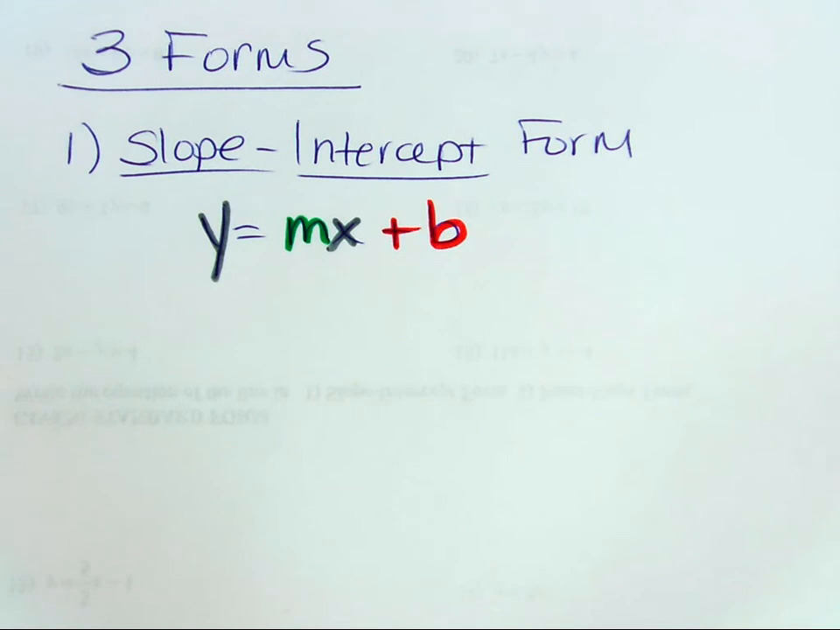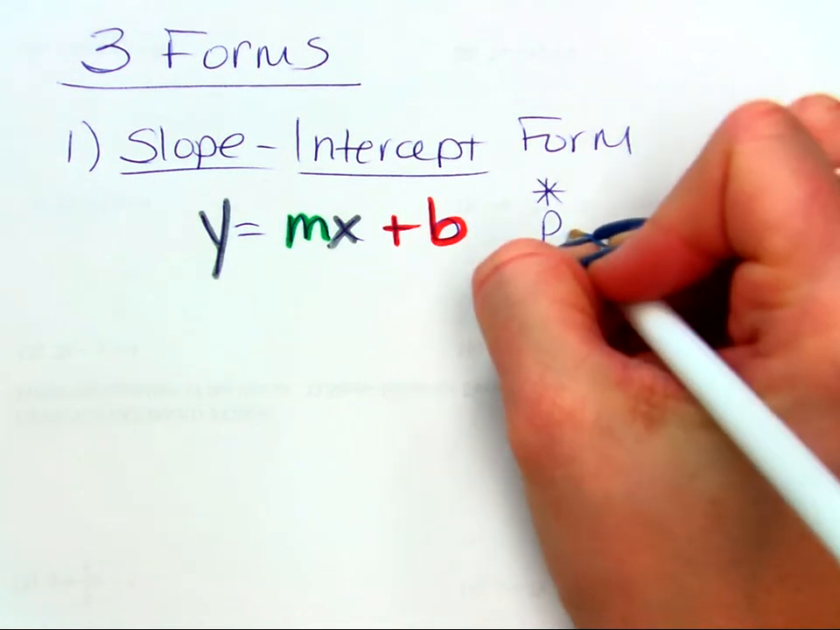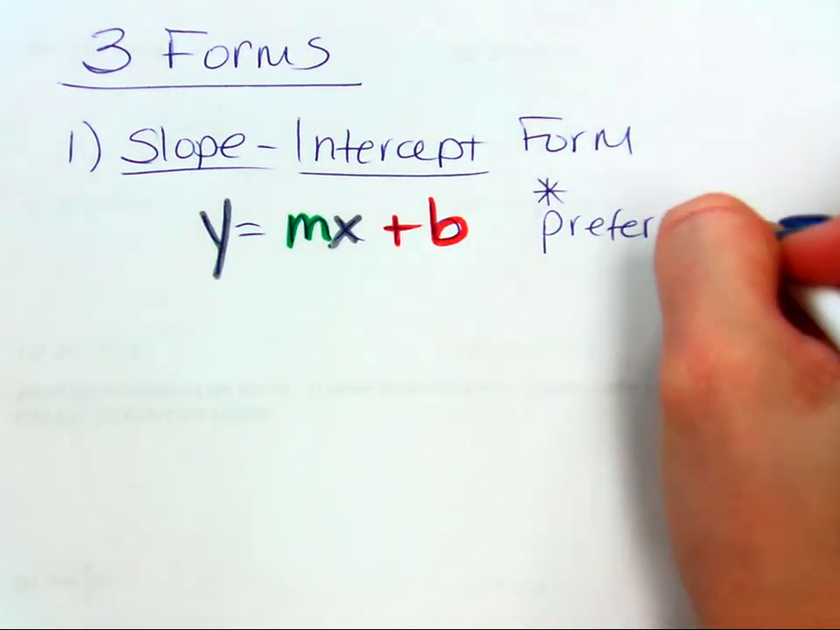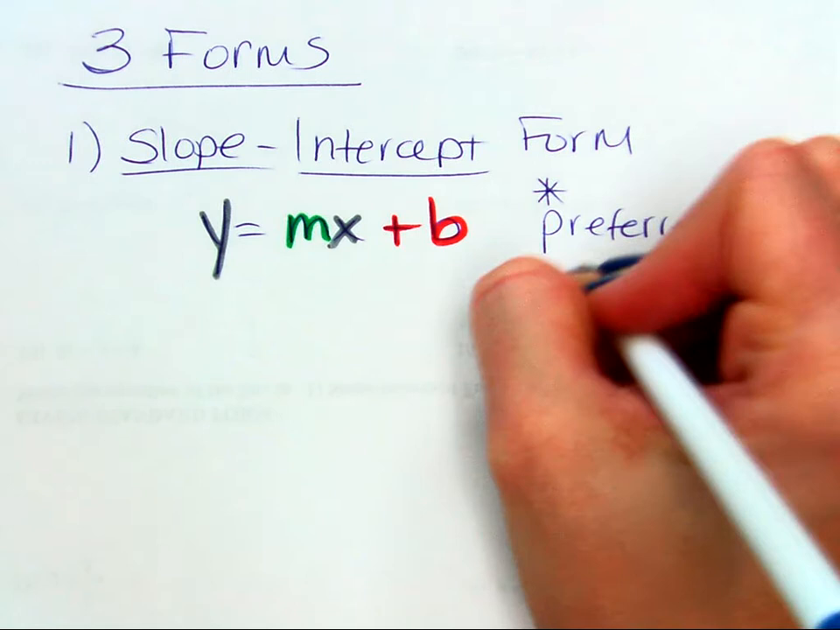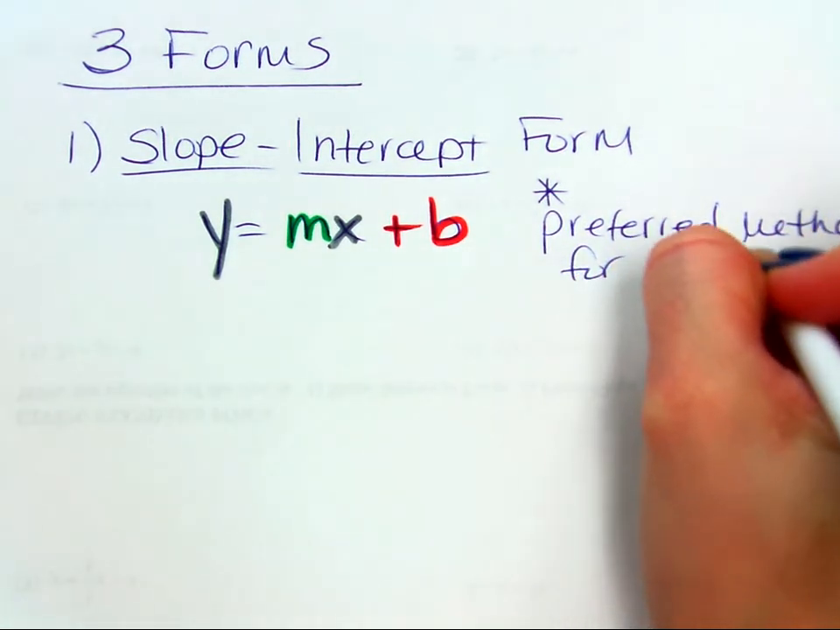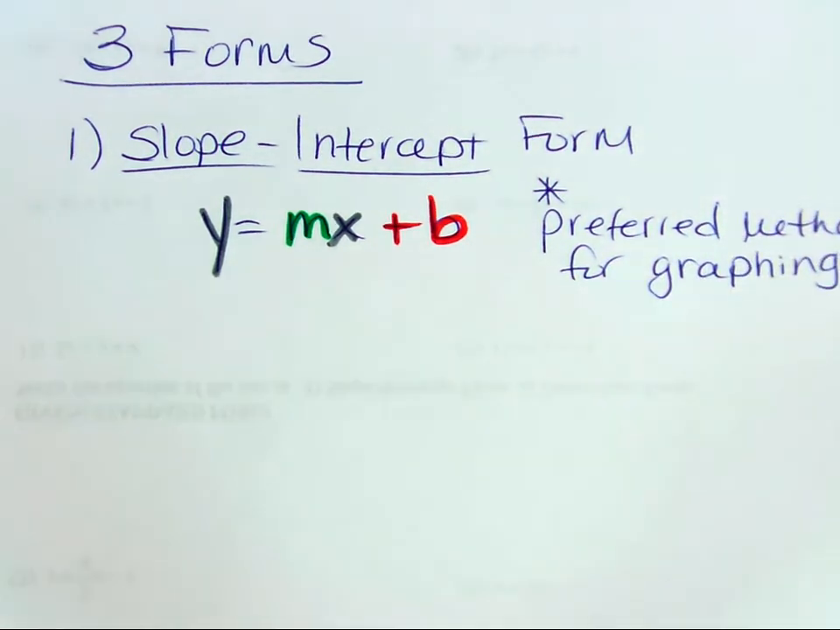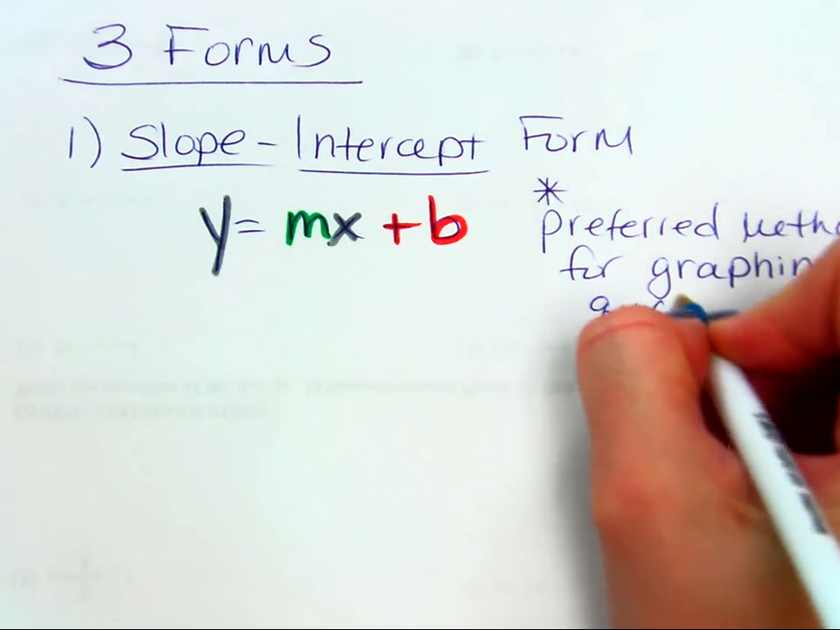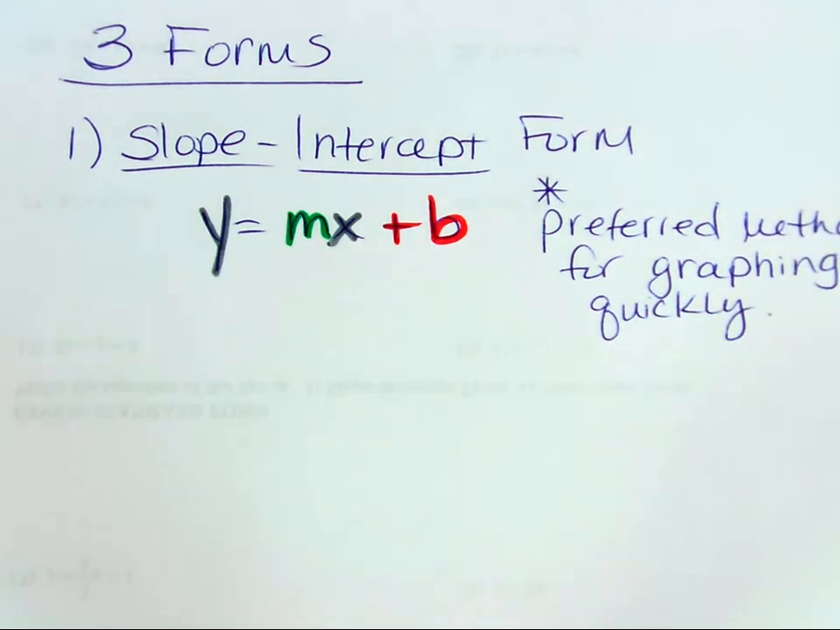Slope-intercept is your go-to graphing form, isn't it? If you had to graph an equation of a line, you want it to be in slope-intercept because it's the quickest and the easiest. So we're going to write that this form is your preferred method for graphing. Agreed? Quick and easy. You look at the y-intercept, you plot it, you put the slope, and you're done. So for graphing, I guess you could even say quickly. Because you can graph in the other 2 forms, just not as quickly as you can in this one. That's what we're going to talk about today.